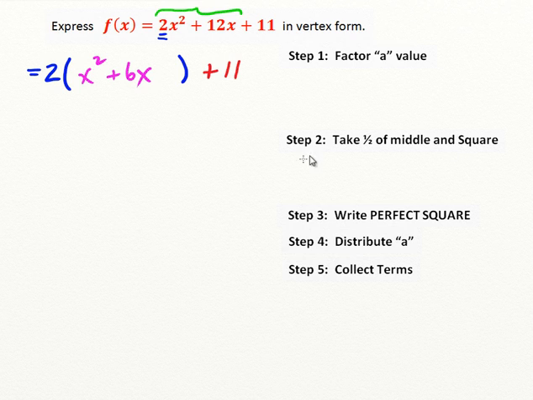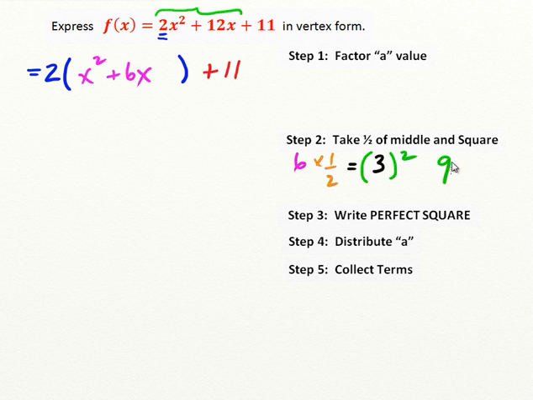All right, so I'll take 6. I'll just do my rough work here. And I'm going to take half of it. So I'm going to multiply that by a half. And I know that half of 6 is 3. Okay, now I take that 3 and I square it. And that gives me 9.